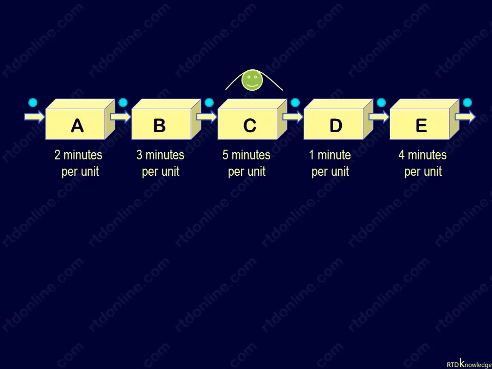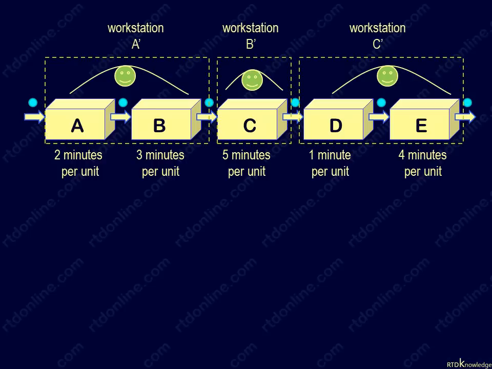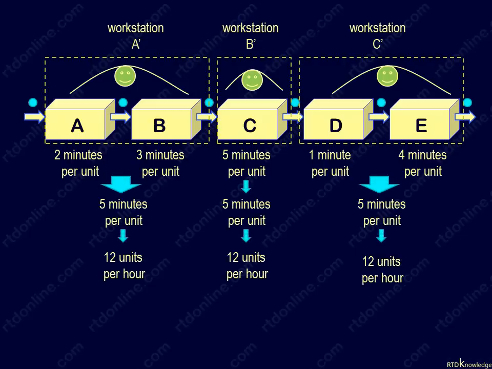Note that stations A and B can be combined to 1 station with a 5-minute cycle time, so we assign another operator to handle both. The same is true with stations D and E, so we call back another operator to take care of both stations. We have actually created a balanced line with 3 workstations, call them A', B', and C', with just 3 operators, each working with exactly the same cycle time of 5 minutes.